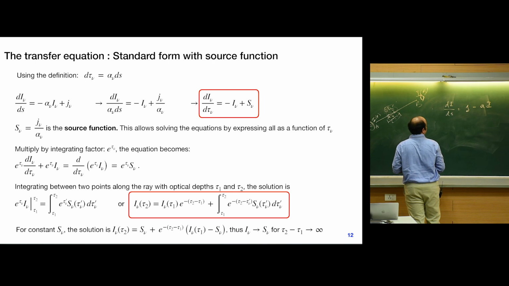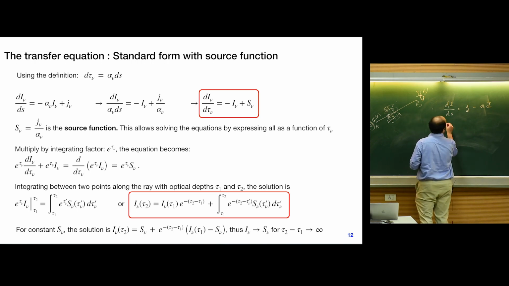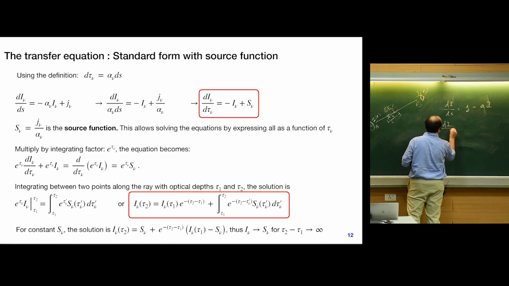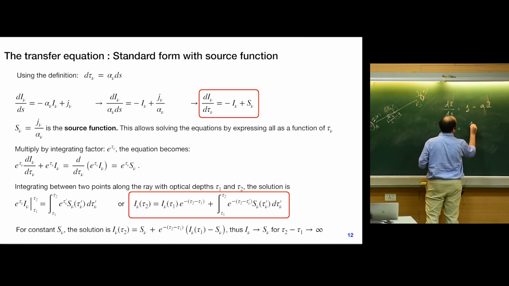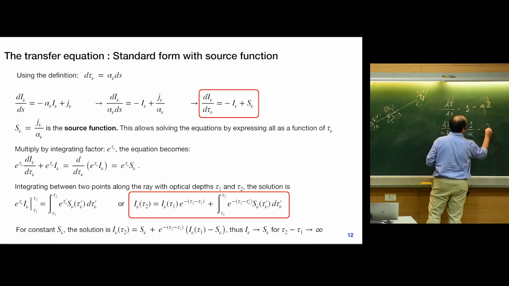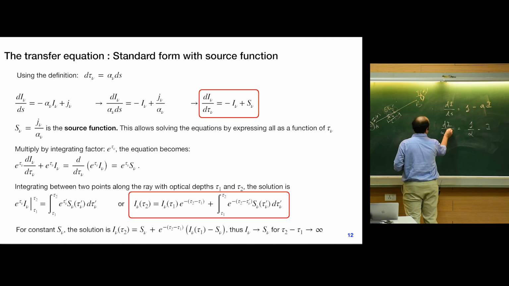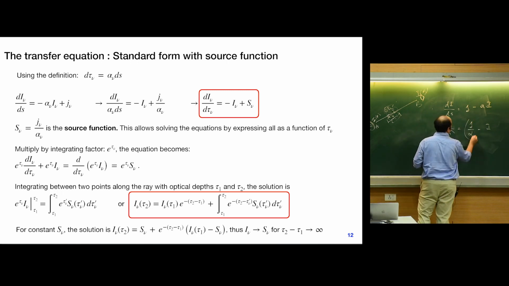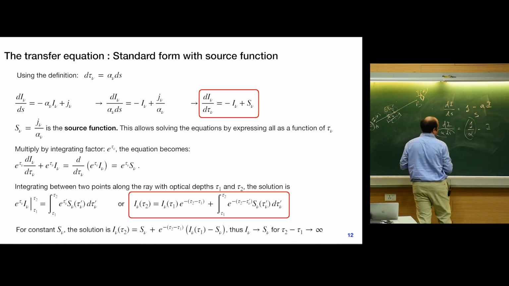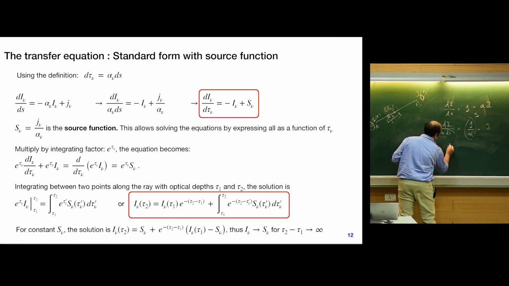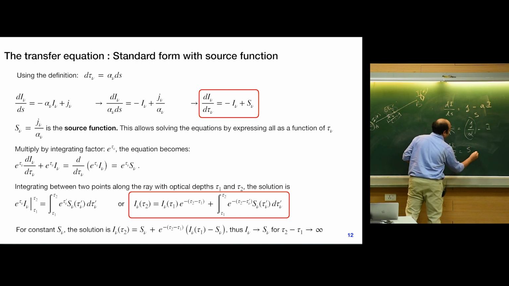So next, what I'll do is divide everything by alpha. Now this we know, this is d tau. This I will call a different function called S. So my new equation is dI by d tau equals S minus I.